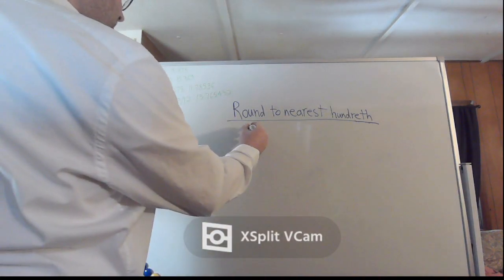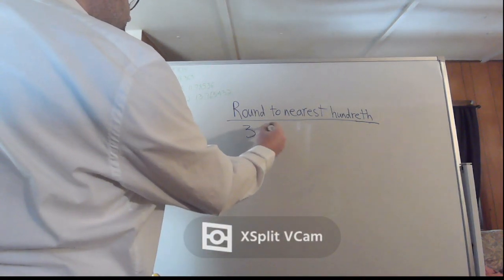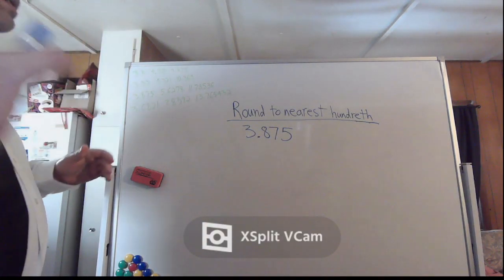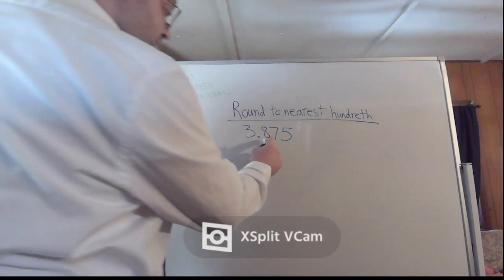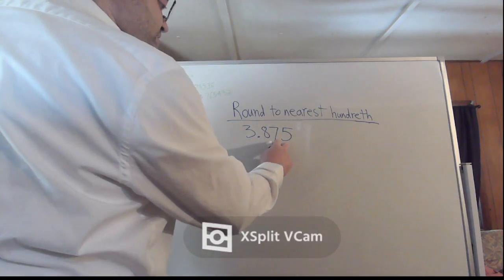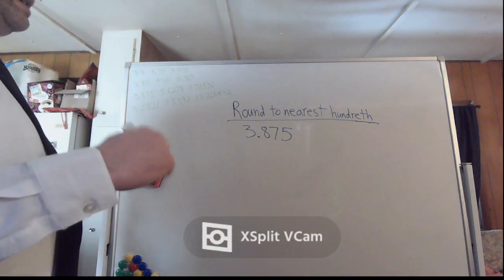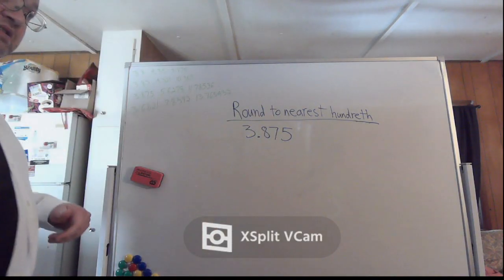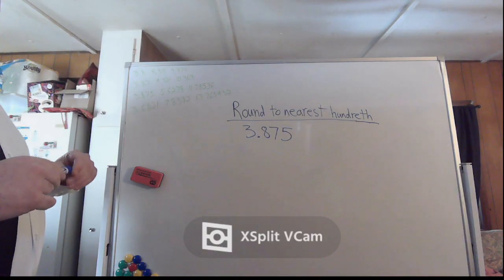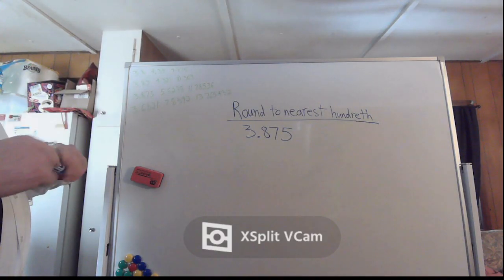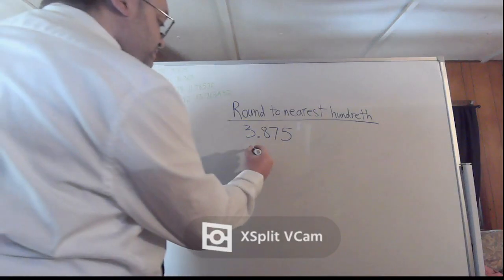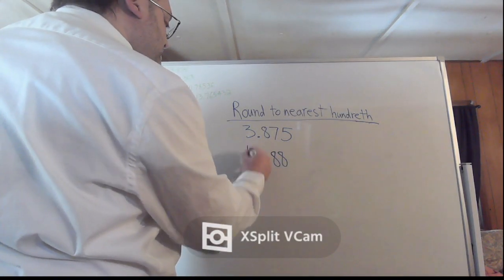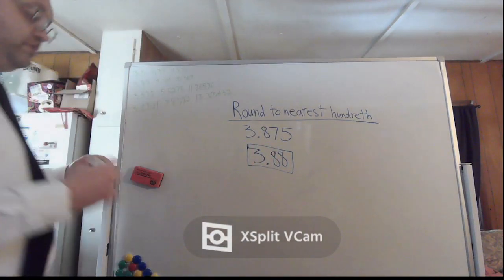Alright, so let's say I have 3.875. We want to round this number to the nearest hundredth. So you would start in your hundredths place and look immediately to the digit to the right in your thousandths place and go from there. So we have a 7 in the hundredths place, we have a 5 in the thousandths place. Since what's in the thousandths place is 5 or greater, you're going to round up to the next hundredth. So that would be 3.88 would be your estimation for that.